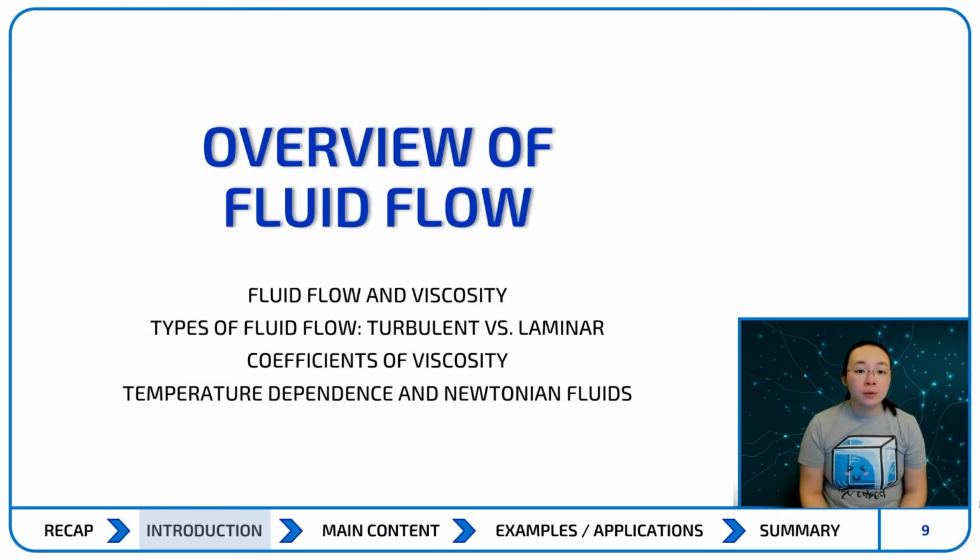So let's now start with fluid flow. We can start discussing fluid dynamics. The first thing we want to do is go through essentially what is fluid flow and how is viscosity defined. Afterwards, we'll be able to figure out what kinds of fluid flow we can expect, which is turbulent versus laminar. We can then take a look at the different coefficients of viscosity that might give us some insight into whether we have laminar or turbulent flow. And then we're going to go through some temperature dependence of viscosity, as well as what a Newtonian fluid is.